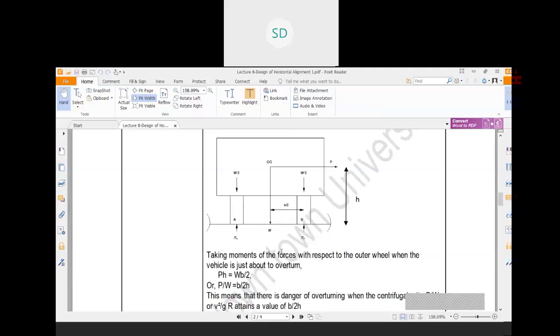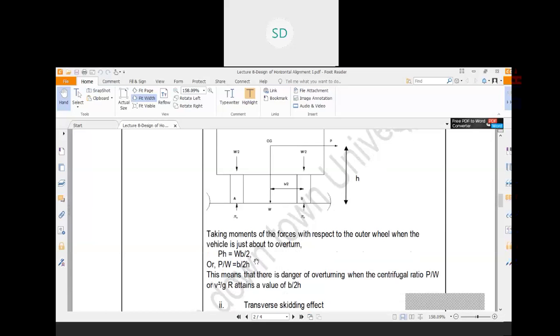Now taking the moment of the force with respect to the outer wheel when the vehicle is just about to overturn, that is the P. You are taking moment about the outer wheel, so P into H equal to W into B by 2. So basically that is B by 2. Okay, so this is acting outwards.